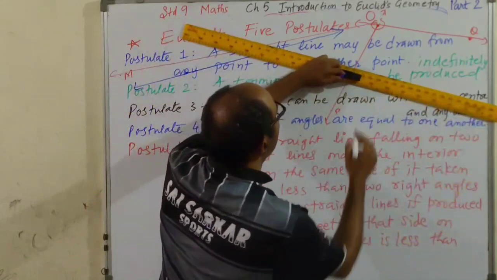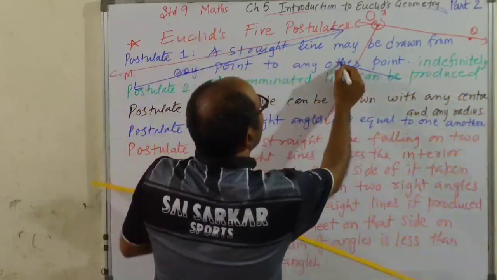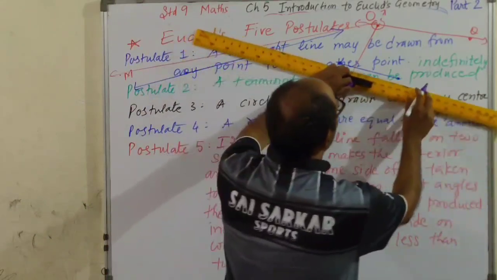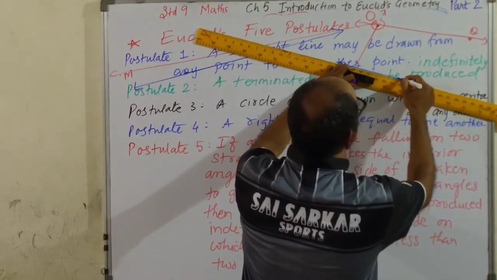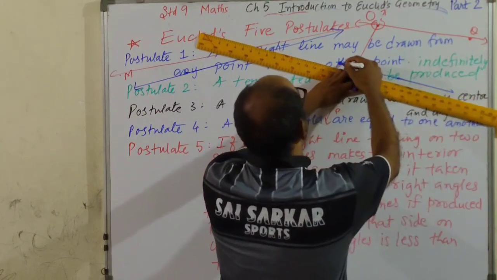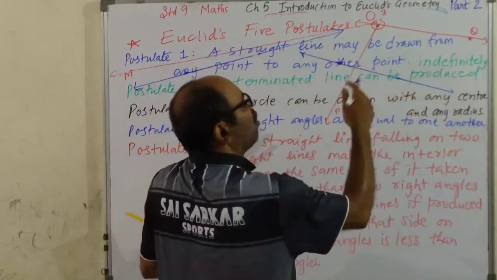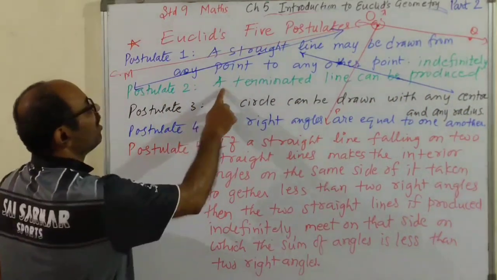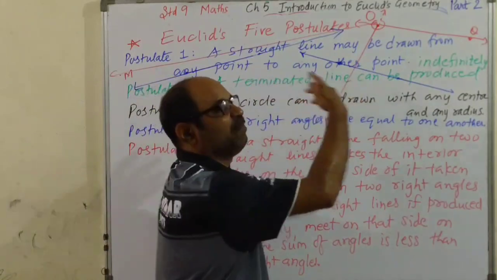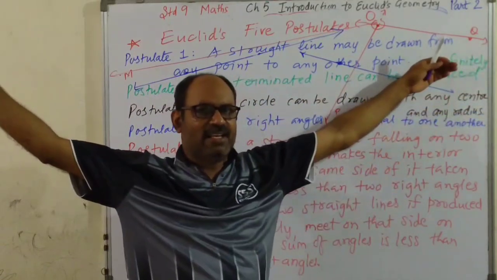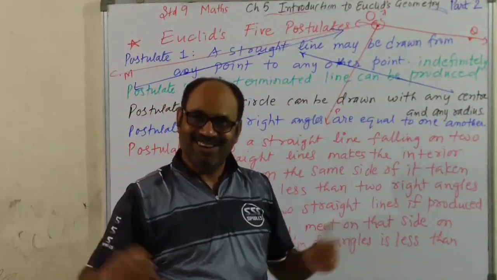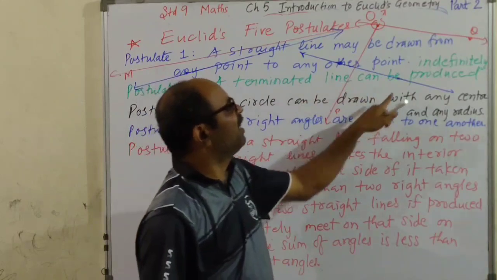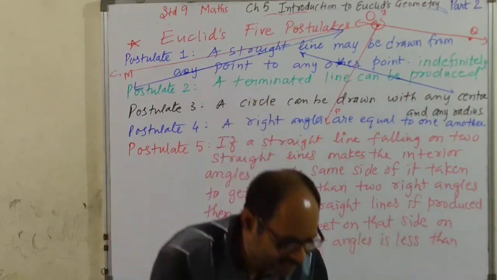Alright? Here is another line segment, with these two ends. You can produce it further. Meaning, extend it to whatever length you want, in both the directions. So that is postulate 2: a terminated line can be produced indefinitely, endlessly. Alright. Third, a circle can be drawn with any center and any radius.